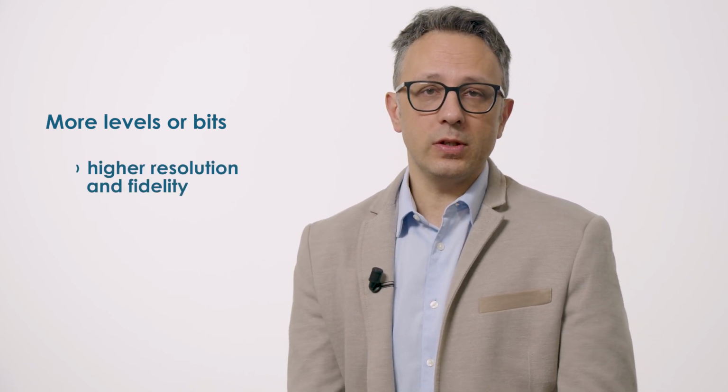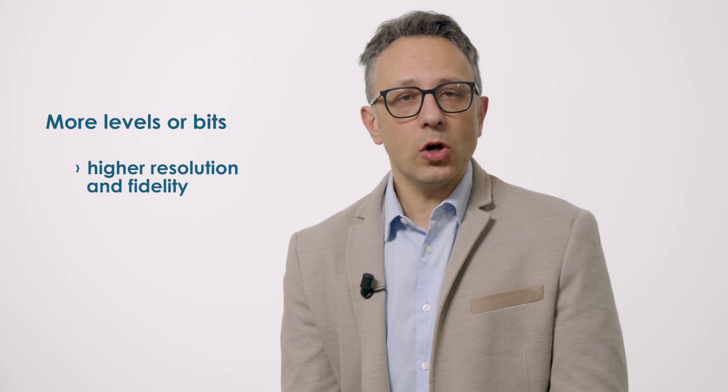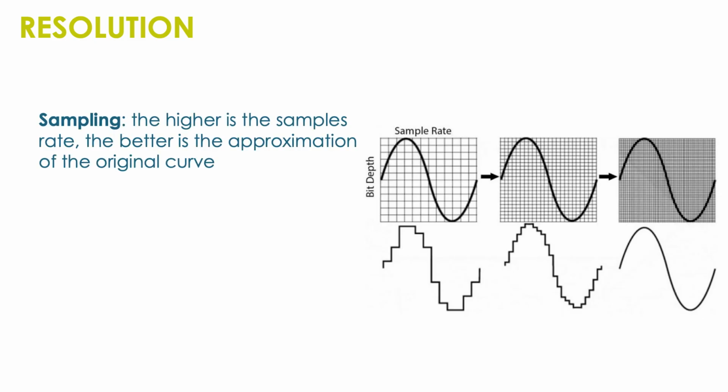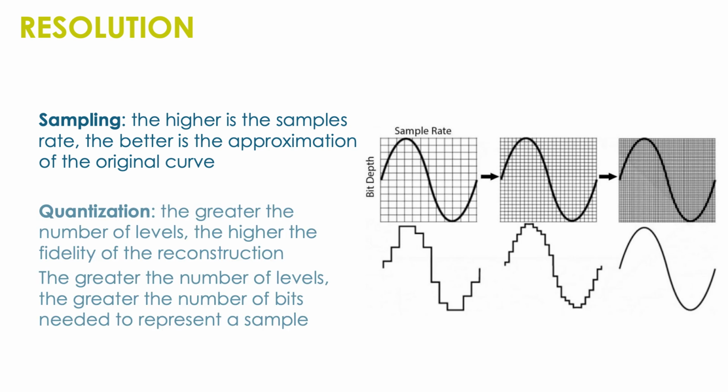It is intuitive that the more levels or bits are used, the higher the resolution and fidelity of the digital signal. But this also increases the storage requirement. So we have a problem here. To summarize, the digital conversion of an analog waveform depends on sampling and quantization parameters, which are the sampling rate and the quantization bits. For sampling, the higher the sample rate, the better the approximation of the original curve. For quantization, the greater the number of levels, the higher the fidelity of the reconstruction, but also the number of bits needed to represent a sample.